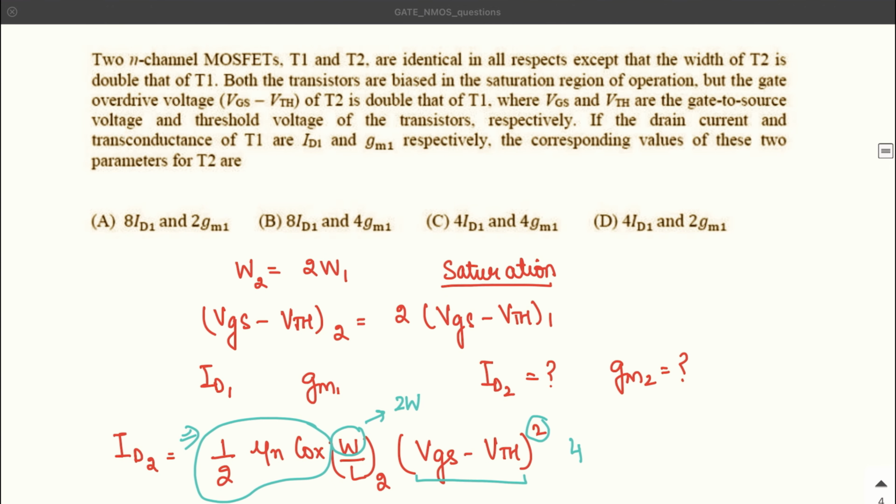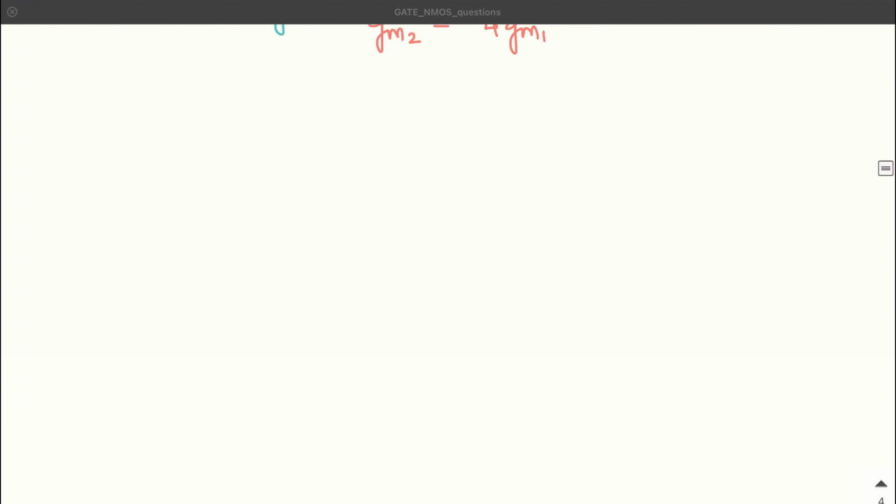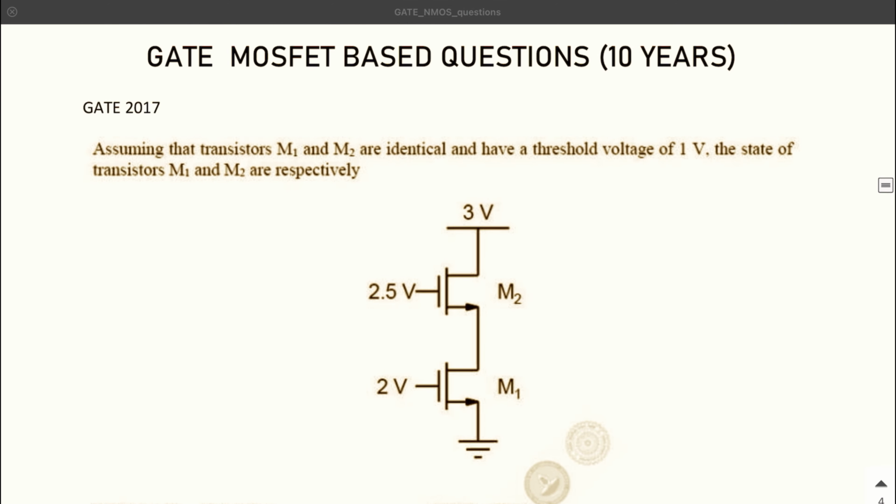Hence, we can have the correct option as the B option, 8 times the drain current and 4 times the transconductance. Yes. So let's move to the next question.